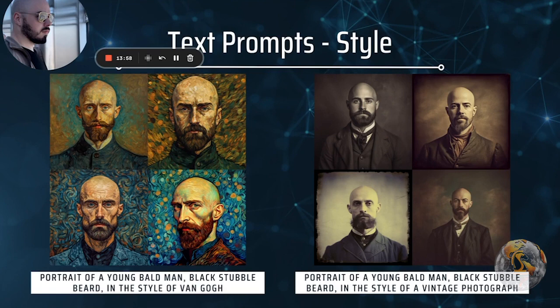So, a portrait of a young, bald man, black stubble, beard, in the style of Van Gogh. This is literally what it looks like. It's in the style of Van Gogh, and it fits the exact prompt that we gave it. This next prompt: portrait of a young, bald man, black stubble, beard, in the style of a vintage photograph.